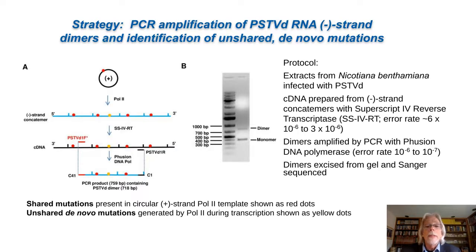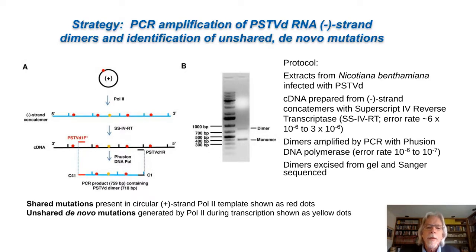So this is our simple strategy for doing that. In panel A, you'll see a circular plus strand genome with a red dot. That red dot indicates a mutation. So this is a pre-existing mutation in a viroid genome. It's presumably a variant, and it's transcribed by Pol II in the first instance to produce a minus strand dimer.